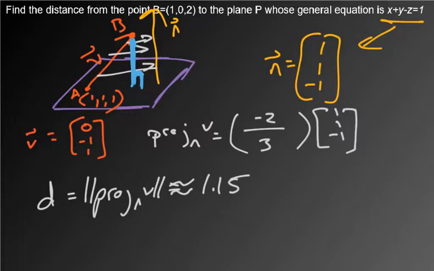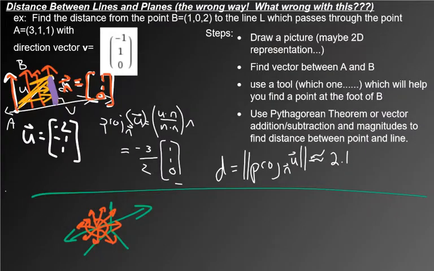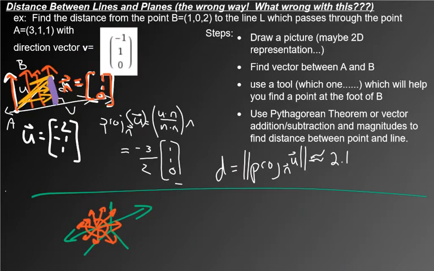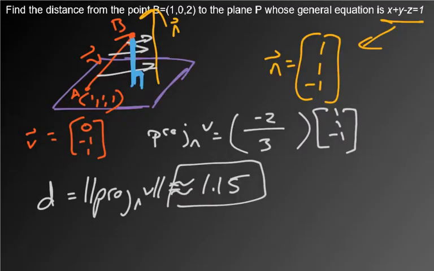That's it. Honestly, I think it's kind of easier than doing a point and a line, because you just have an extra step. You have to do this Pythagorean Theorem step, and you don't have to worry about that if you do it with a plane and a point.